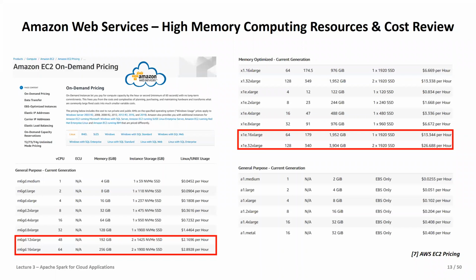You go there for memory optimized ones, which are really big data, with 3.9 thousand gigabytes, and you have $26 per hour. So you see quickly how this is rising. The more memory you have or want to have for data, the more it costs you. And if you start with the 4 gigabyte one, where you pay only a couple of cents, you go the price.